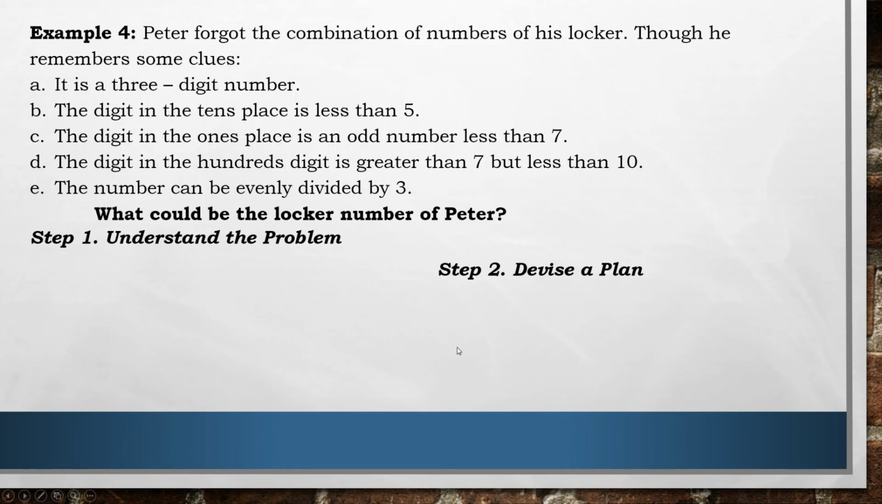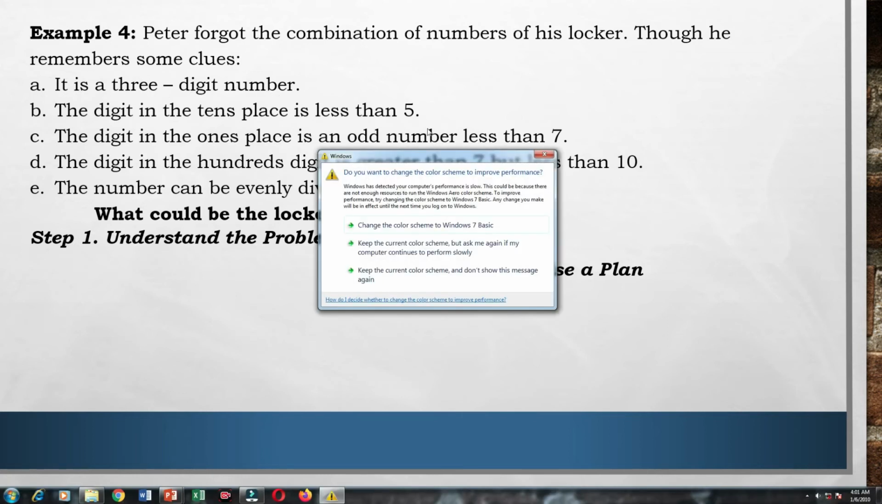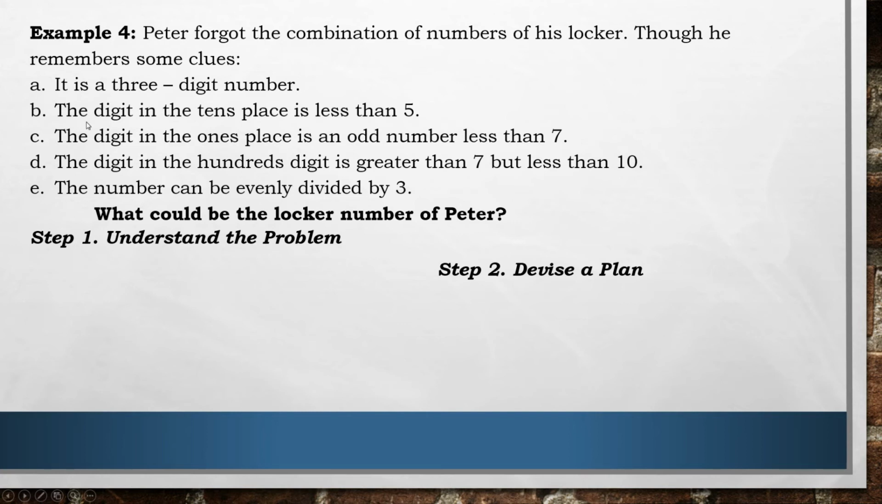Fourth example. Peter forgot the combination of numbers of his locker. Though he remembers some clues, he has the following listed. Letter A, it is a 3-digit number. Letter B, the digit in the tens place is less than 5. Letter C, the digit in the ones place is an odd number less than 7. D, the digit in the hundreds place is greater than 7 but less than 10. And letter E, the number can be evenly divided by 3. What could be the locker number of Peter?